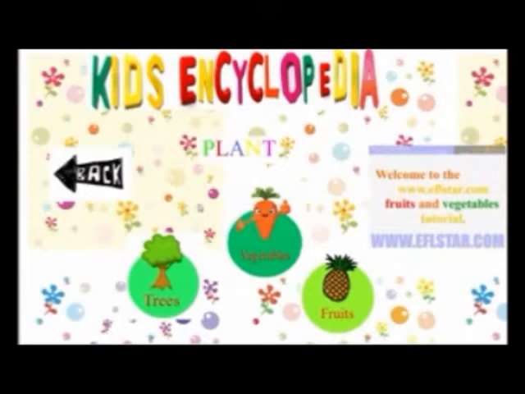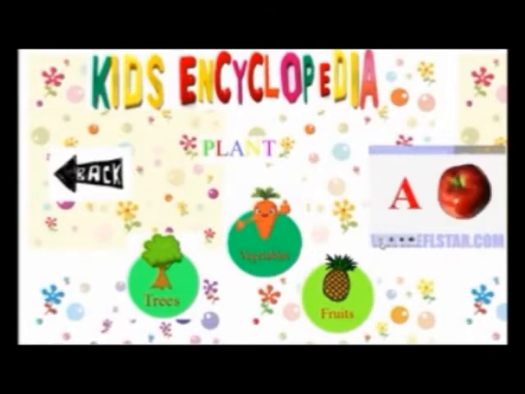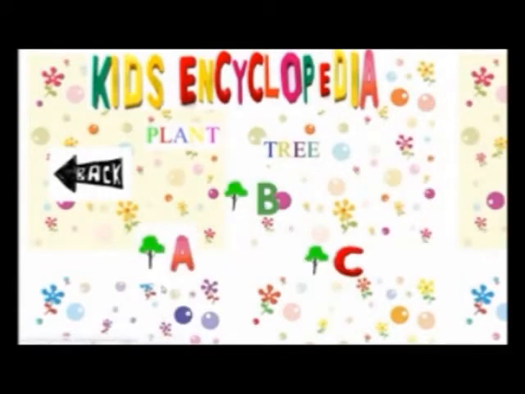This is the plant interface. This interface contains a tree button, vegetable button, and fruit button. This is a video. This video contains the alphabet with plant examples: fruits and vegetables tutorial. Let's get started. A. Apple. It's an apple. When the user clicks on the tree button, this interface will show.